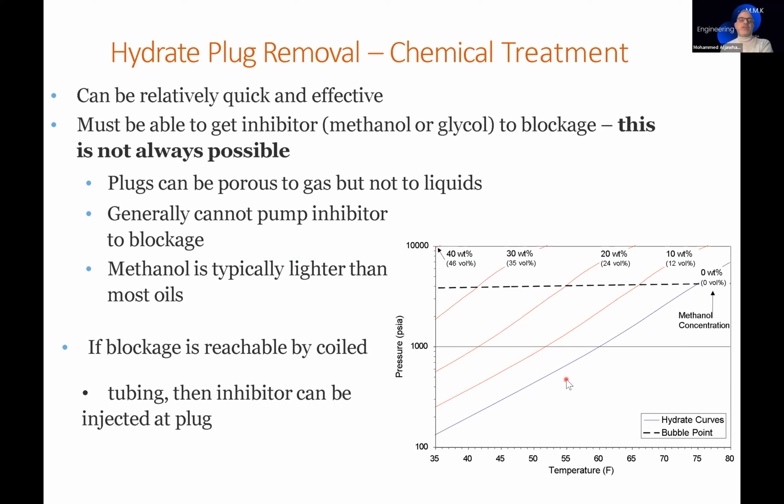Most inhibitors can remove hydrates; most inhibitors use methanol or glycol to remove the blockage. This is not always possible. So why is it not always possible? Because it depends on the well parameters and the reservoir characteristics, what the volume is, and why we use it, because it plays a major factor in removing this hydrate blockage.